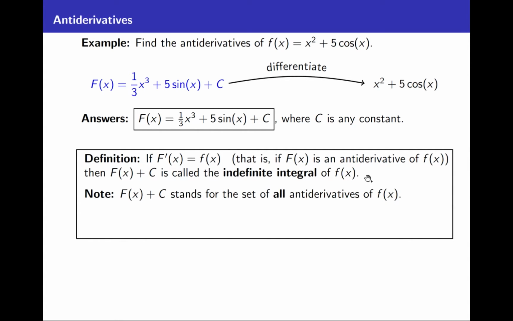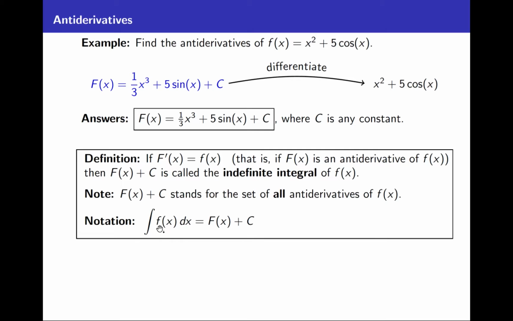An antiderivative is just one function whose derivative is your little f of x. The indefinite integral is the set of all of the functions big F of x plus c that are antiderivatives of your little f of x. And we have a strange notation for this. To indicate that big F of x plus c is the indefinite integral of f of x, we write that as follows. We have an elongated s symbol that's read integral. So the integral of f of x dx equals big F of x plus c.